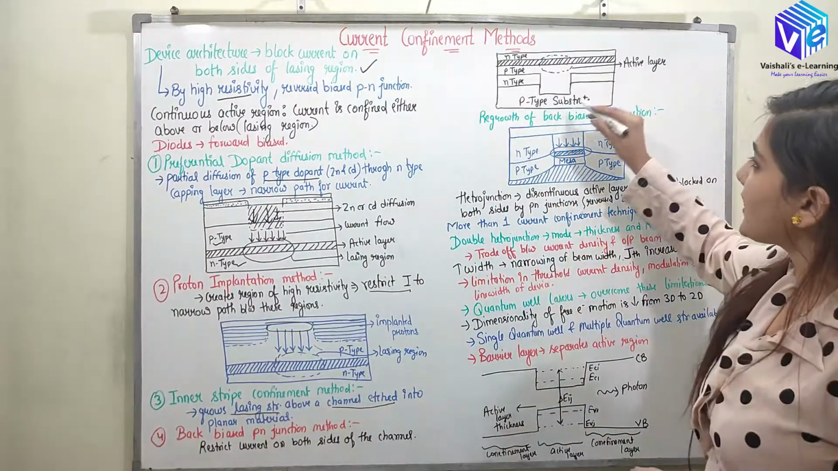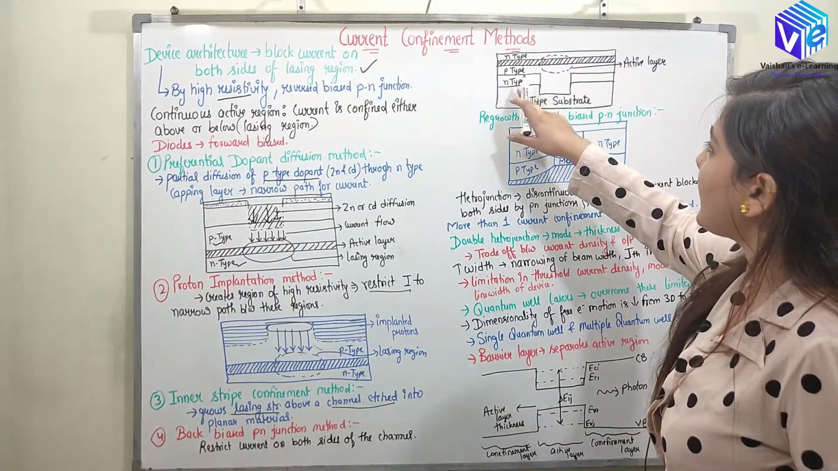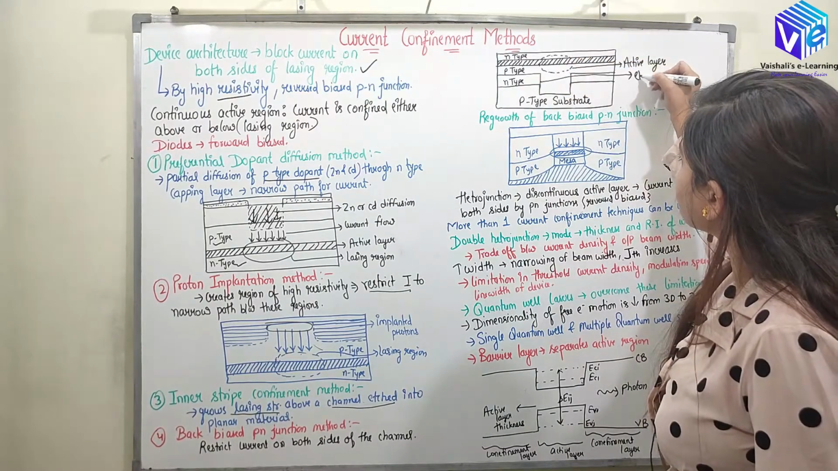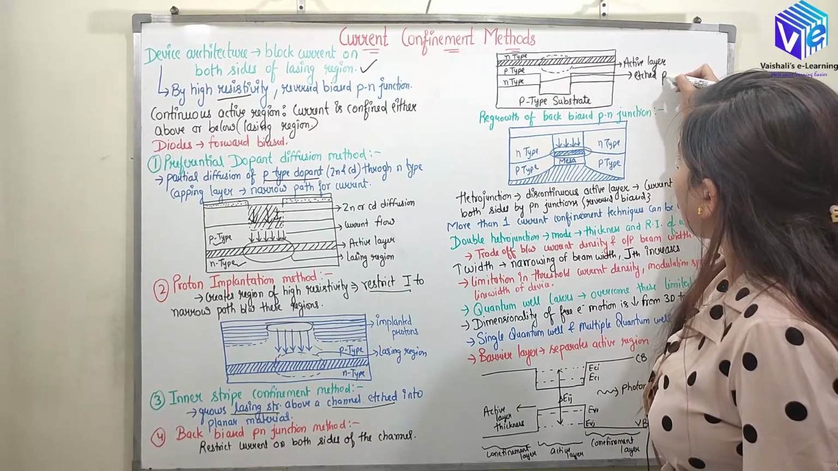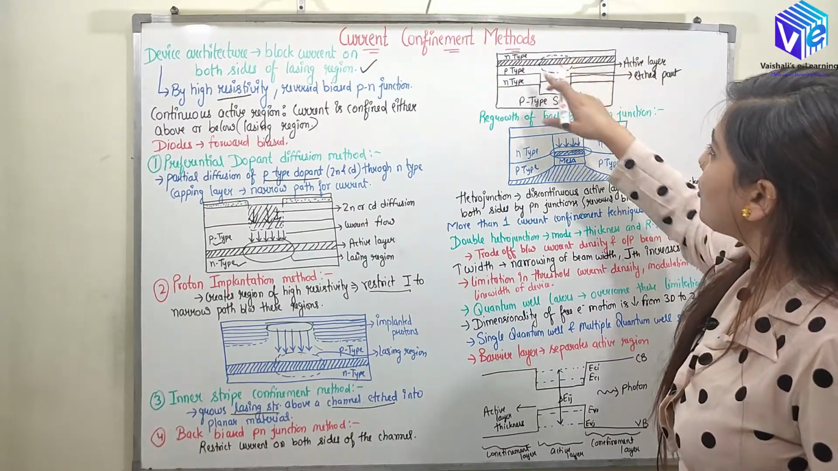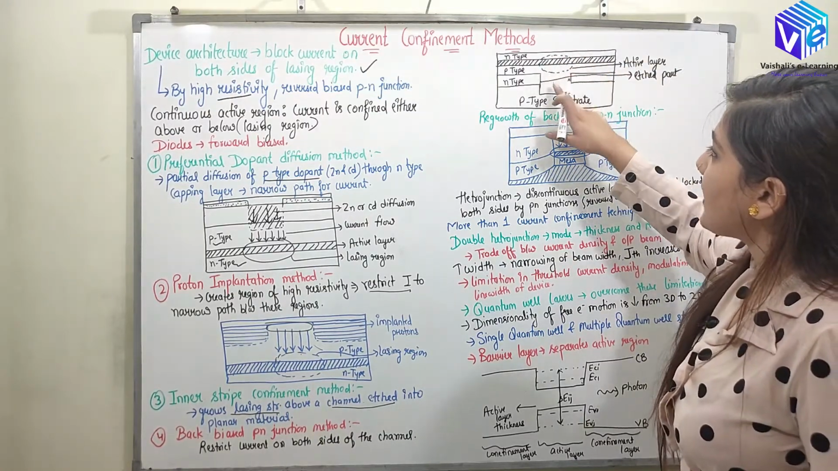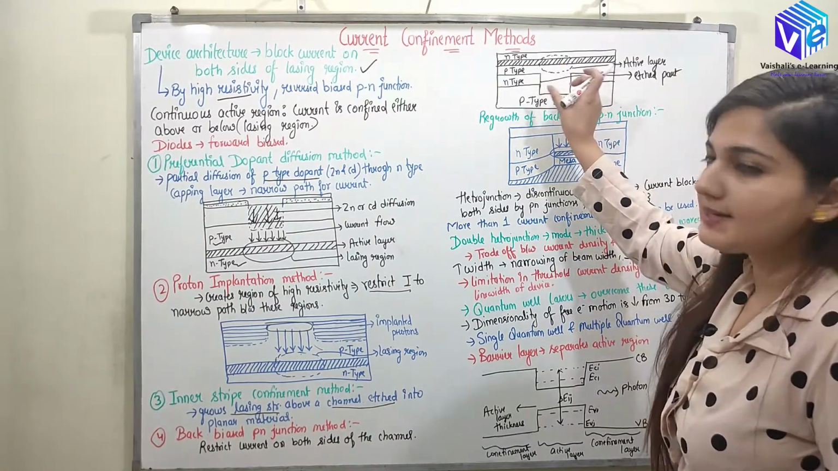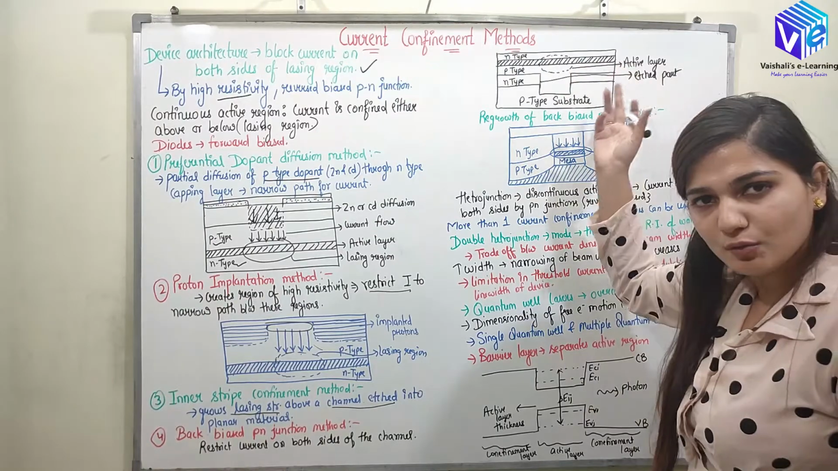You can see this structure. Here we have the p-type substrate over which we have the n-type region. This is the etched region, right? So I can say this is the etched part where I have done the current confinement. Below the lasing region I have the etched region, and because here I have the etched region, current is confined at this location only.